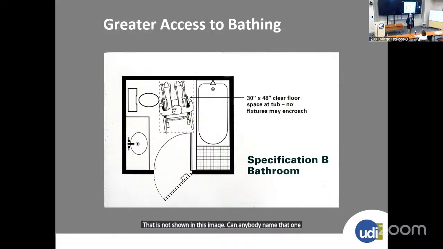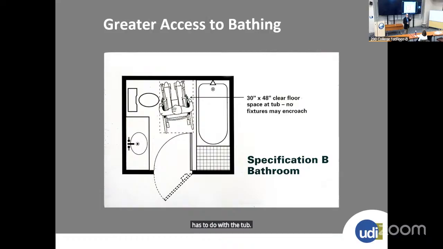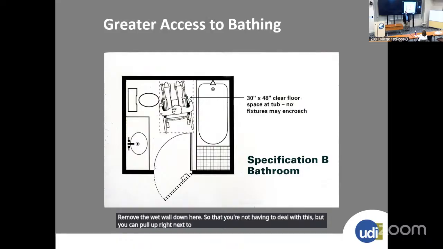And if they do one other thing that is not shown in this image, can anybody name that one thing that might make this a more usable bathroom for that poor person using the wheelchair? It has to do with the tub. You move the wet wall down here so that you're not having to deal with this, but you can pull up right next to it and reach sideways more easily. So that one change with the outswinging door makes this far more usable.